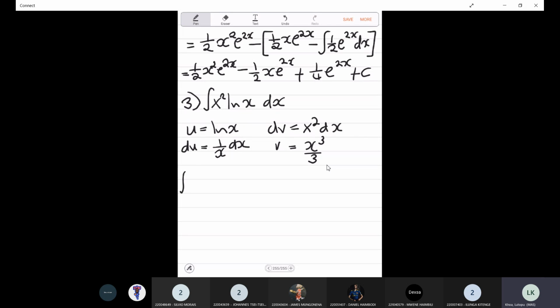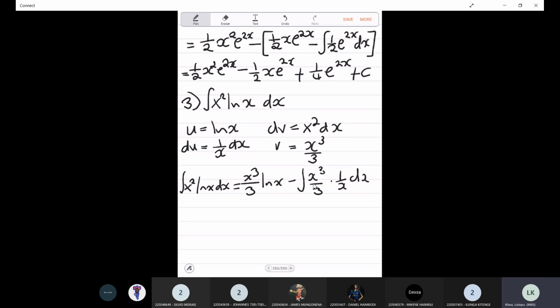So the integral of x squared ln of x dx is equal to u times v, so I have x to the power of 3 over 3 multiplied by ln of x, minus the integral of v times du. So I have x to the power of 3 over 3 multiplied by 1 over x dx.